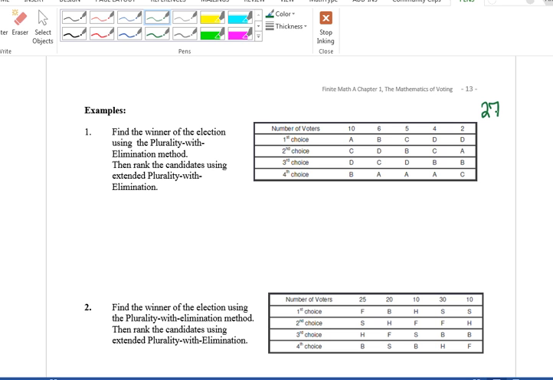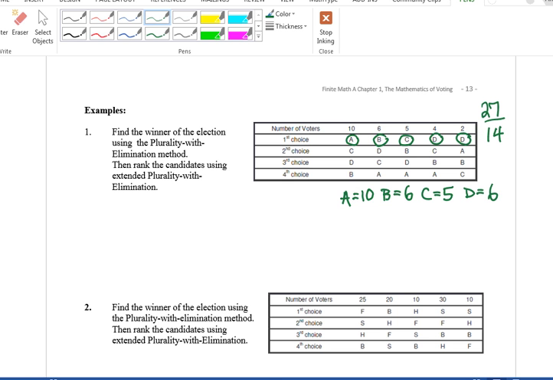Half of 27 is 13.5, so a majority would be 14. Okay, so I'm going to start off with A, B, C, and D. A has 10 first place votes. B has 6 first place votes. C has 5 first place votes. D has 4 and 2 putting together to give us 6.